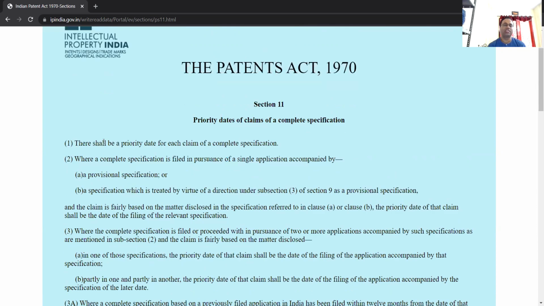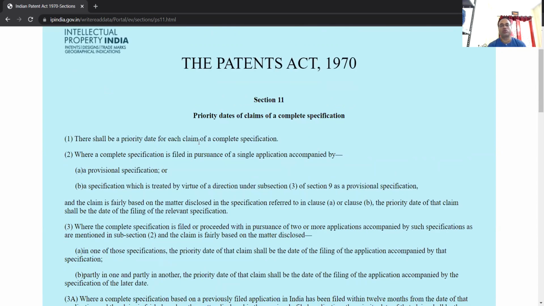So it says there shall be a priority date. Very simple language: the priority date is the first one, the first application. So if you file something new at a subsequent stage, like provisional, then complete, and if you have many provisionals, then the claim in the complete specification has to be substantiated from the provisional application, and therefore the priority dates may differ. So there shall be a priority date for each claim of a complete specification. For each claim, there is a priority date.